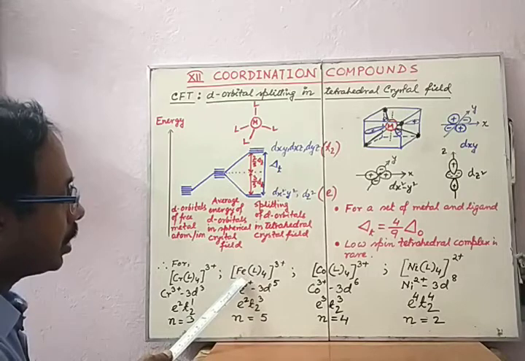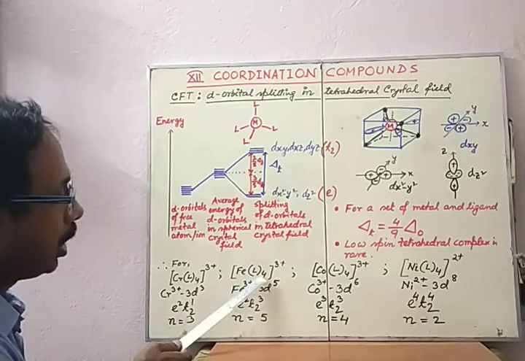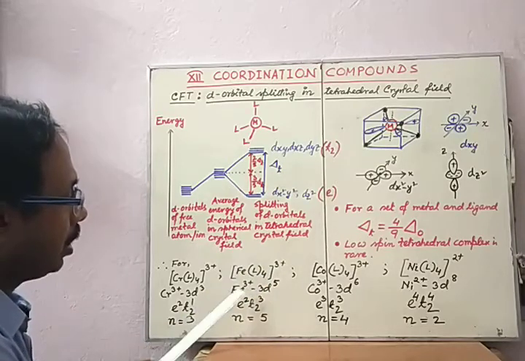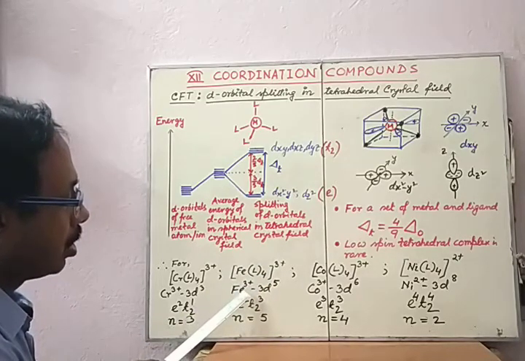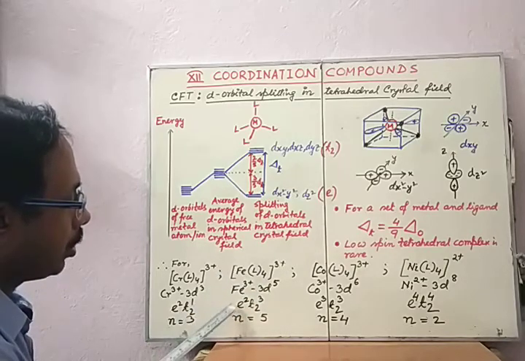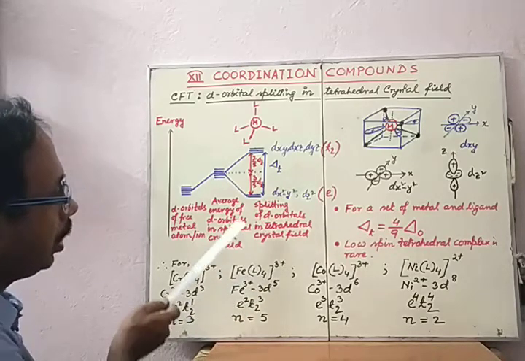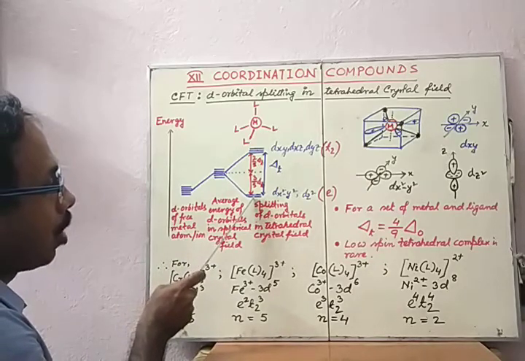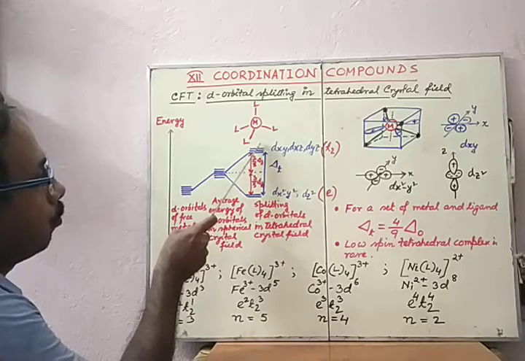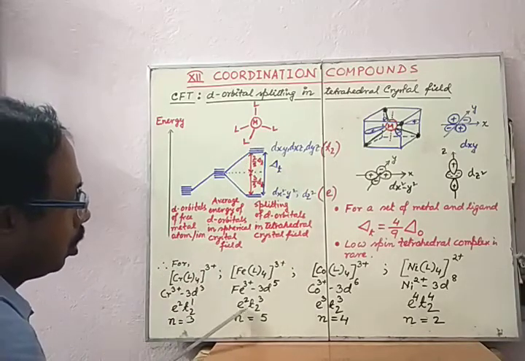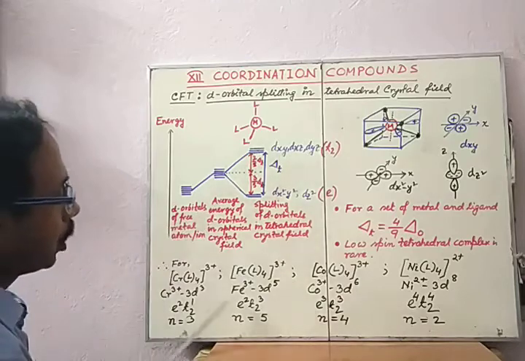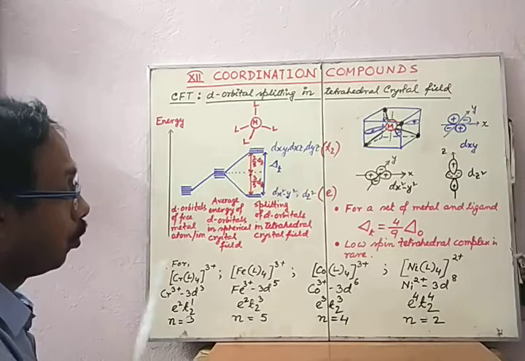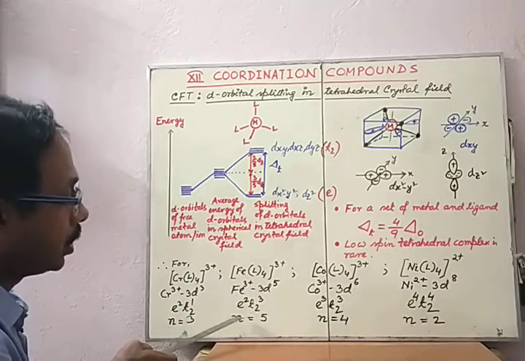Here for this complex FeL4, 4 ligands with 3+ charge on Fe, primary valency. Then Fe3+ is 3d5, and its electron arrangement in this tetrahedral field: there are 5 electrons, so they will be accommodated like that, 1, 2, 3, 4, 5. So E2, T2 3. So there are 5 electrons that are unpaired.